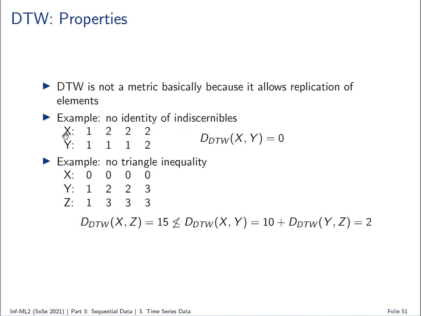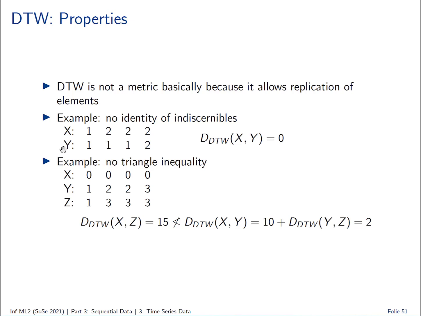So here you see two time series x and y, and the dynamic time warping between those is 0, because you can match this one to this one, which gives you 0, then this one to this one 0, this one to this one 0, and so on. So you get all zeros. Summing up a lot of zeros gives you 0, so the distance between those two is 0, even though those two time series are not exactly the same.